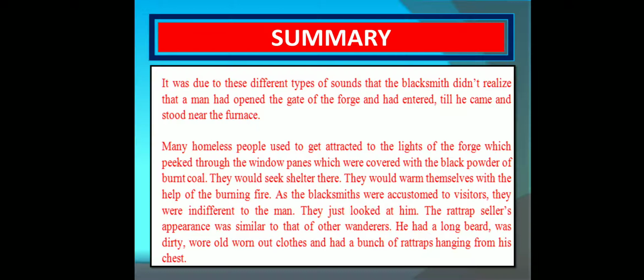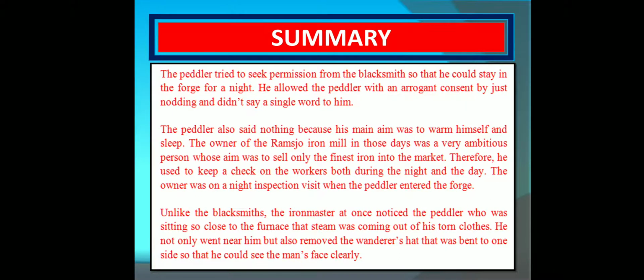The rattrap seller's appearance was similar to that of other wanderers. He had a long dirty beard, wore old worn out clothes, rags, and had a bunch of rattraps hanging from his chest. The peddler tried to seek permission from the blacksmith so that he could stay in the forge for a night. The blacksmith allowed him with an arrogant consent by just nodding and didn't say a single word to him. The peddler also said nothing because his main aim was to warm himself and sleep.